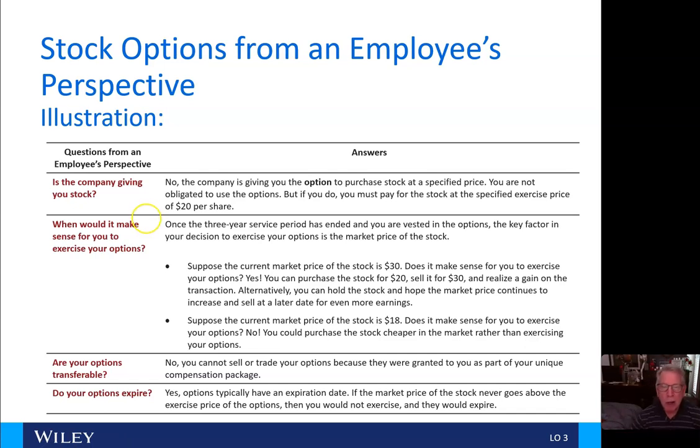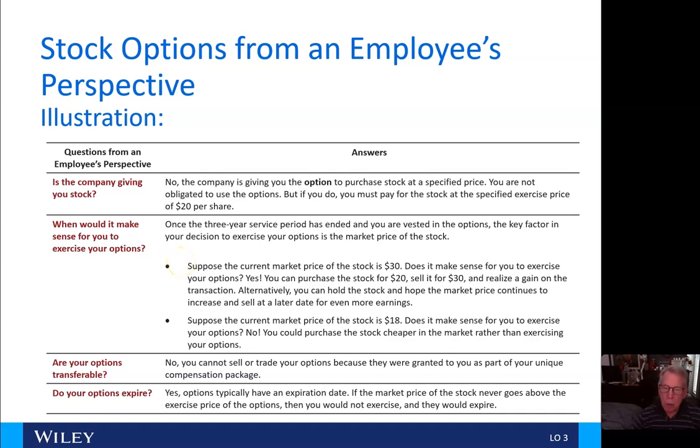That means you have the option to use those options. The key factor in your decision is going to be the market price of the stock. So suppose the current market price is 30 bucks. Does it make sense for you to exercise your options? Certainly yes. You can purchase the stock for 20 bucks, sell it for 30 bucks, and realize a gain of $10 on that transaction. Alternatively, you can hold the stock and hope the market price continues to increase and sell at a later date for even more earnings.